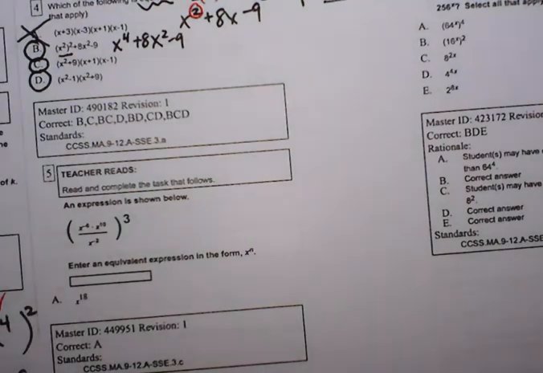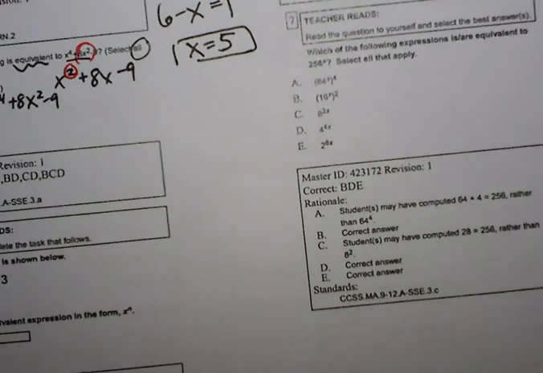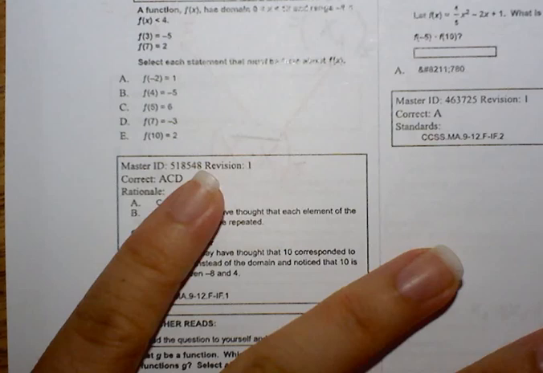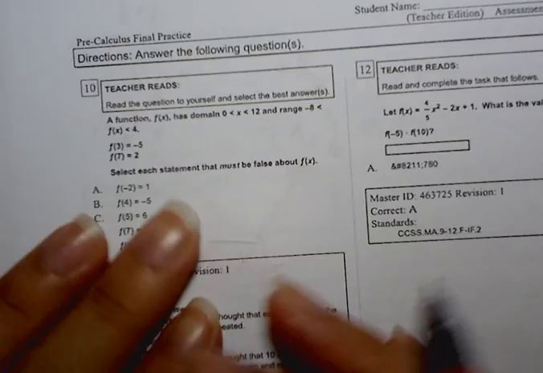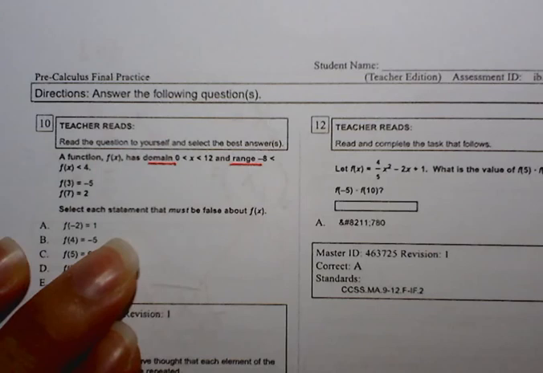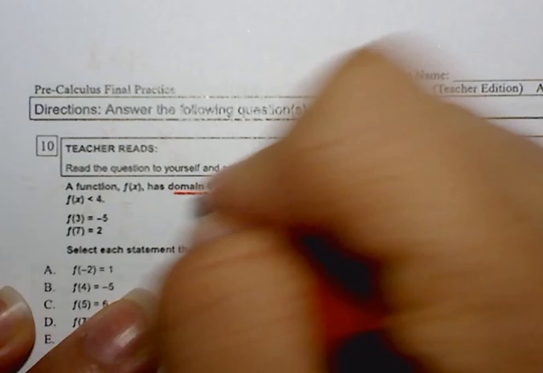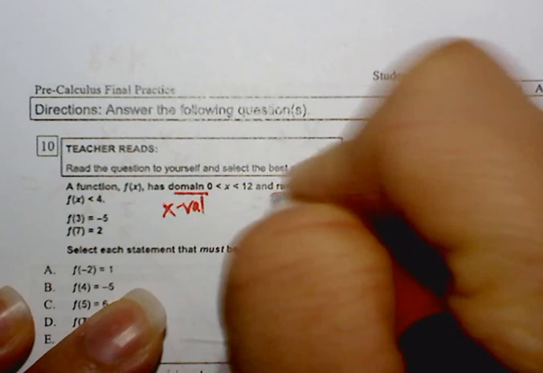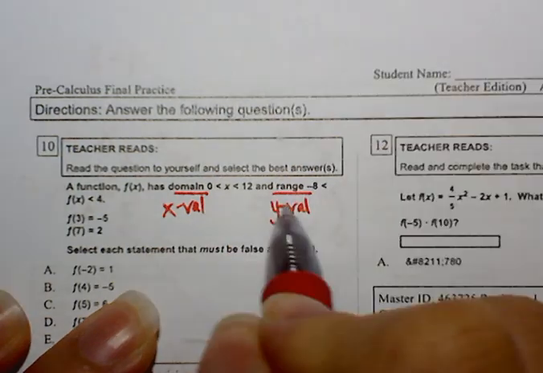Okay, let's look at number 10. Do you guys remember what domain and range mean? Domain is all the possible x values, and the range is all the possible y values. Okay, so with these kinds of problems, it always helps to draw a diagram.